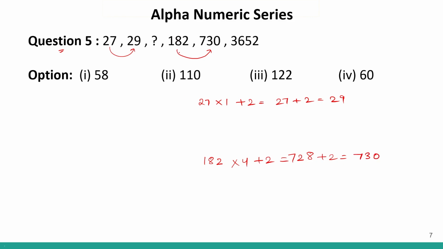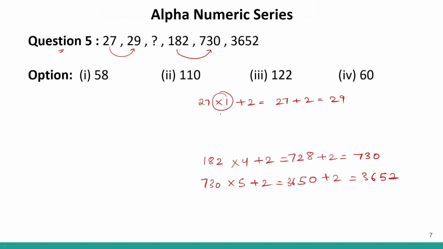So this logic follows here also. And if I do the same thing for here, 730 into 5 plus 2. So I'll get 0, 15, 1 carried. This will be 31, 36, 3650 plus 2 will be 3652. So this logic follows here also.